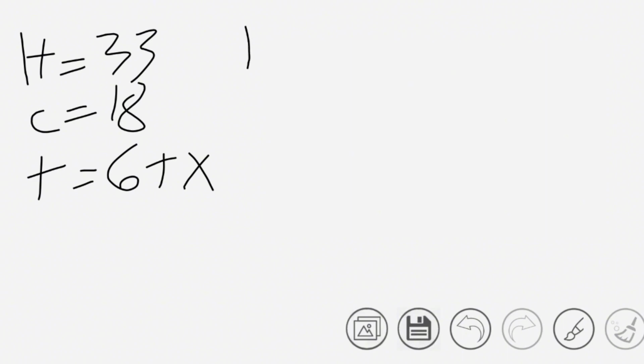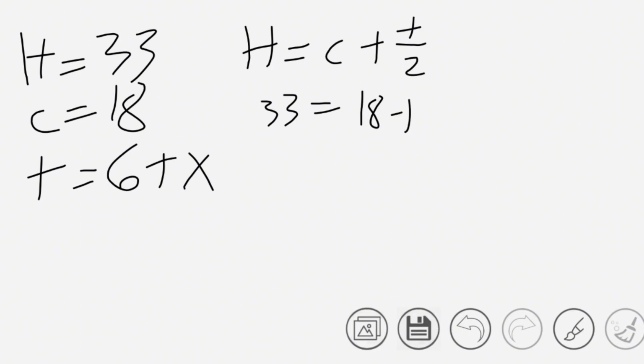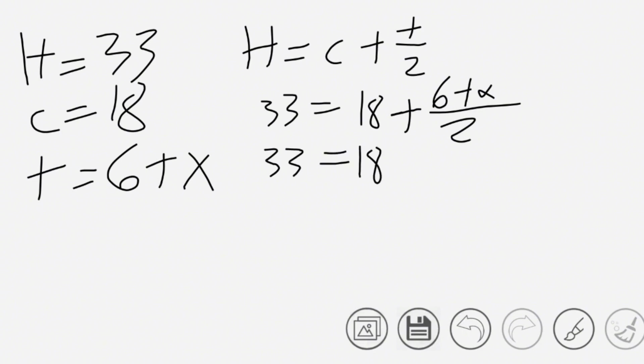So as usual, we just put the formula c plus t over 2, which will become substituted with their values. 33 is equal to 18 plus 6 plus x over 2. So in this case, we will solve that. Since 6 can be divided by 2, we just write its answer, which will be 3. But x is a variable and cannot be divided by a number just yet. So it will remain as x divided by 2. Now we have to remove all of these clutter on x's side so that we can solve for it.